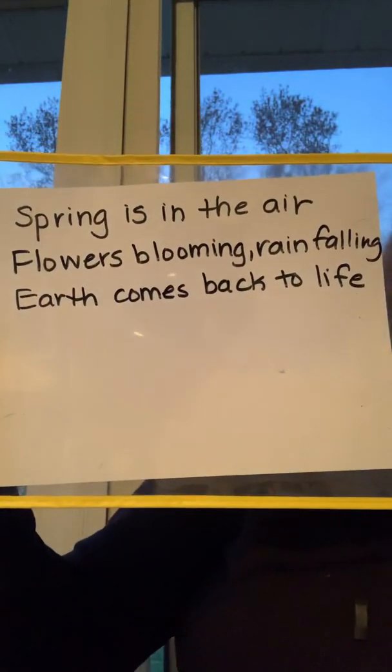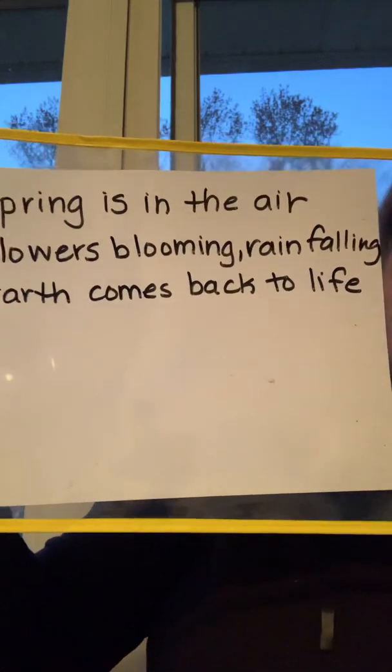Okay. The second line, flowers blooming, rain falling. Flowers blooming, rain falling. 7 syllables. And then my last line, earth comes back to life. Earth comes back to life. So I clapped that out.